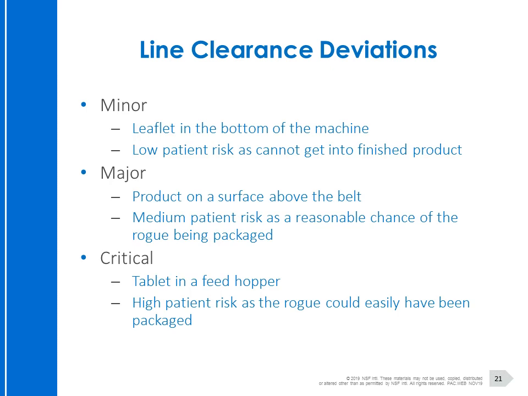So these are some examples of our definitions for minor, major or critical. A minor line clearance deviation could be, for example, a leaflet found in the bottom of the machine. It's very low patient risk as it could not get into the finished product. A major could be product on a surface above the belt, a medium patient risk as there is a reasonable chance of the rogue being packaged. Or critical would be something like a tablet in a feed hopper, which would be a high risk as the rogue could easily have been packaged.